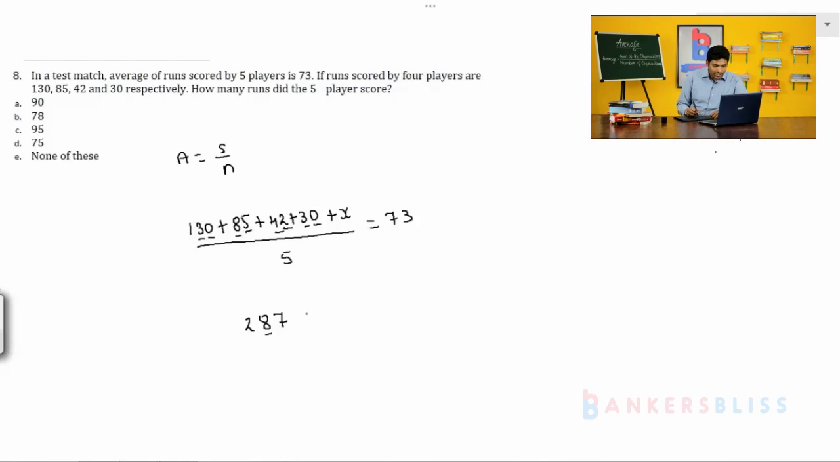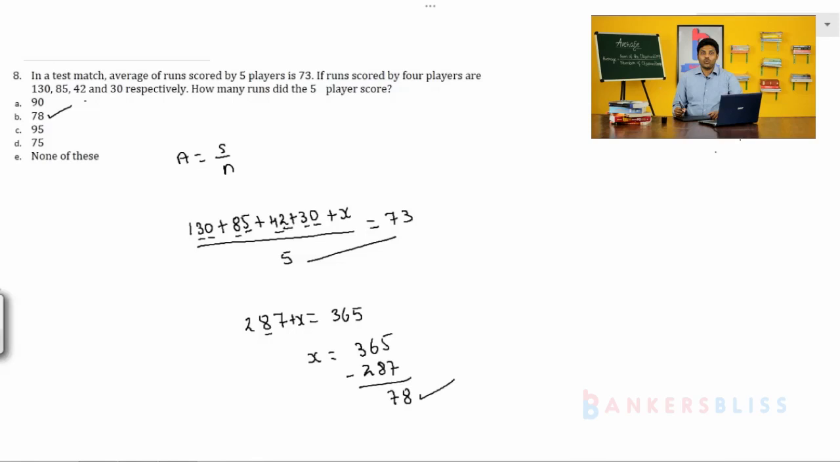And 1 plus 1, 2. So 287 is the sum of the four scores, and 73 into 5: 5 3s are 15, 1 carry over, 7 5s are 35 plus 1, 36, so 365. So 287 plus x is equal to 365. x is equal to 365 minus 287. So 8, next 15, next 7. So the answer is 78. Option B is your right answer.